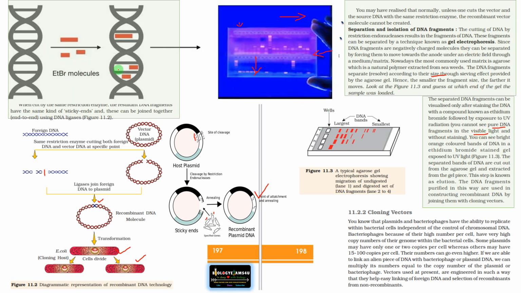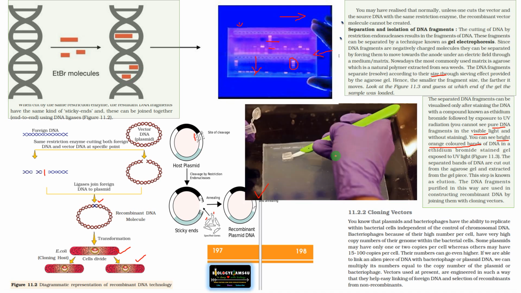So this is the ethidium bromide molecule. It will bind to DNA. It is a DNA intercalator. So we can see orange colored bands of DNA if this ethidium bromide stained gel, as you see, is exposed to UV fluorescence. So these DNA fragments form bright orange colored bands when stained with ethidium bromide and exposed to UV light.